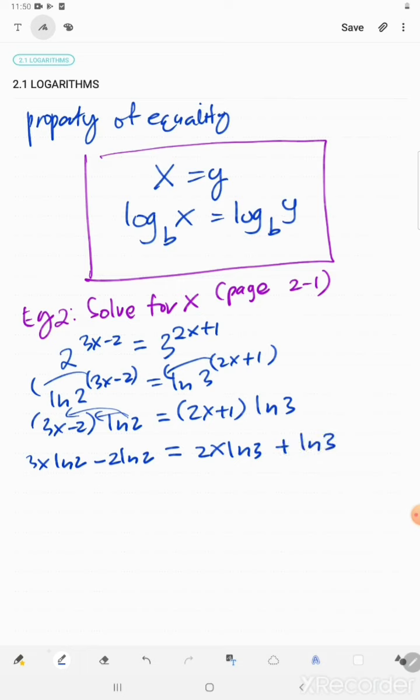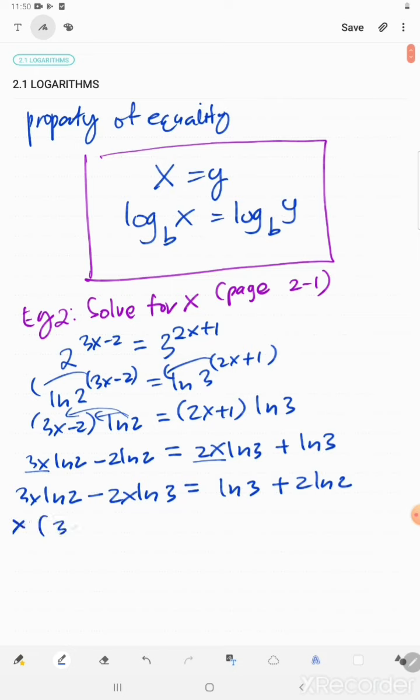Okay, and then we can see here we have x and we have x. So bring x to the left side, it will be 3x ln 2 minus 2x ln 3 equal to ln 3 plus 2 ln 2. Okay, we just bring all the numbers to the right side and all the terms that contain x to the left side. And now we have to factor out x, and the answer inside the bracket is 3 ln 2 minus 2 ln 3 equal to ln 3 plus 2 ln 2.